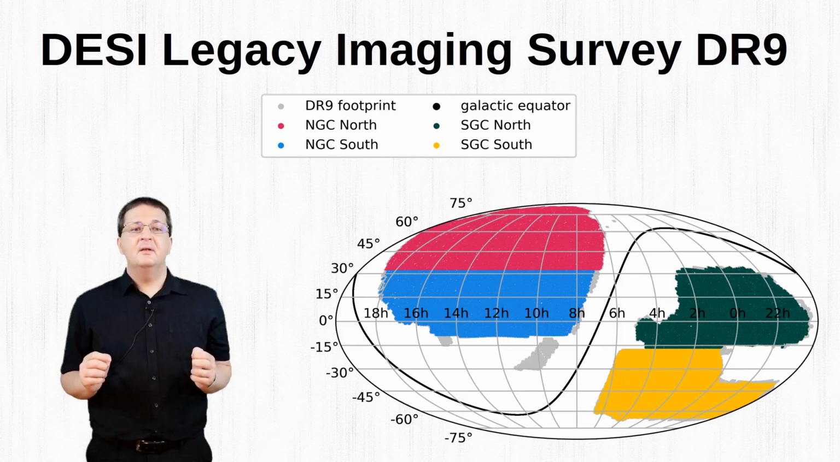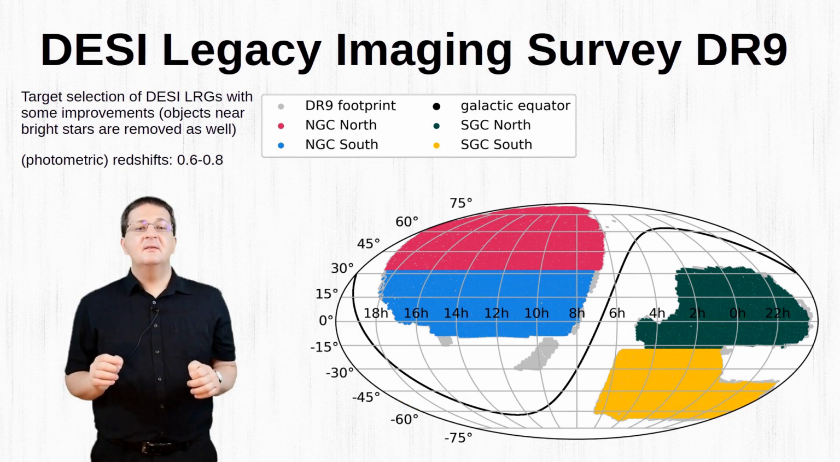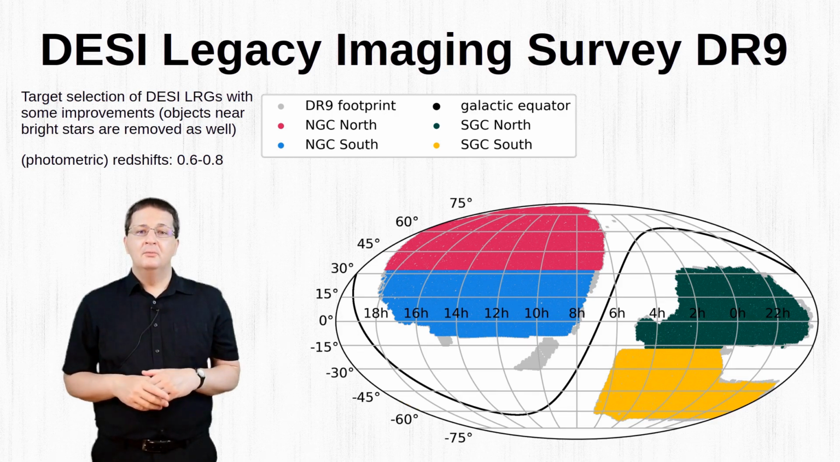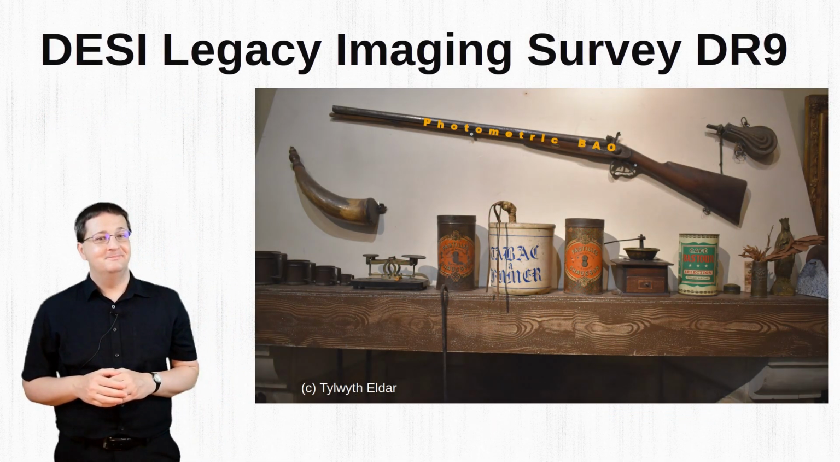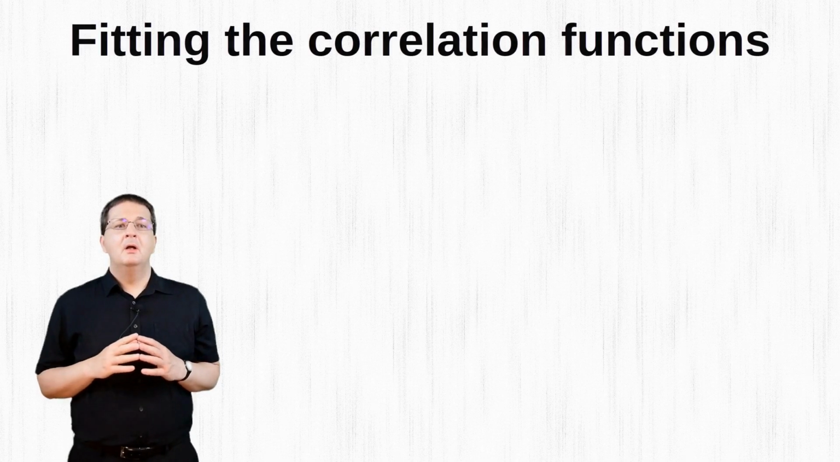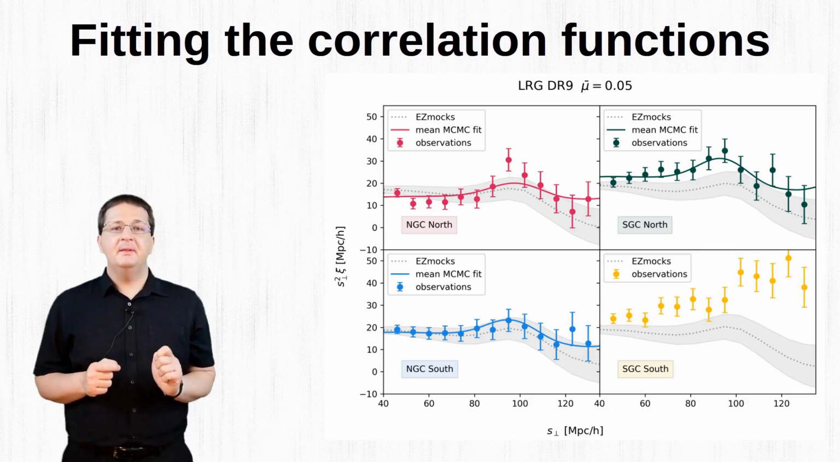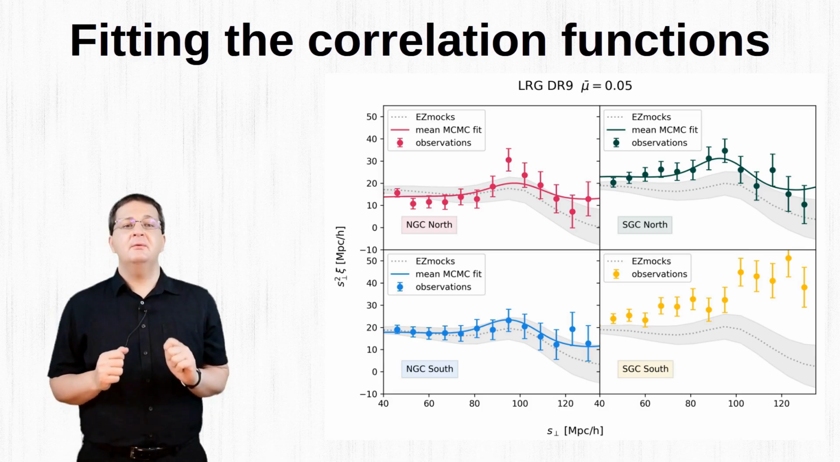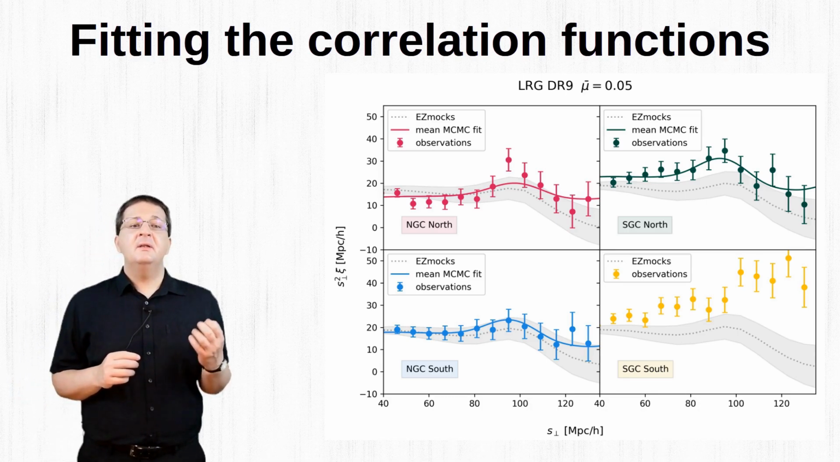In all these areas, we apply the DESI LRG target selection with modifications and take all photometric redshifts between 0.6 and 0.8. So now we can finally take our tools from the wall and apply them. We calculate the two-point correlation functions in all 4 areas separately. Using easy-mocks, in which we carefully implemented all selection effects and the photometric redshift uncertainties, we can build a covariance matrix and run template fits to obtain the BAO scale from the measured data points.